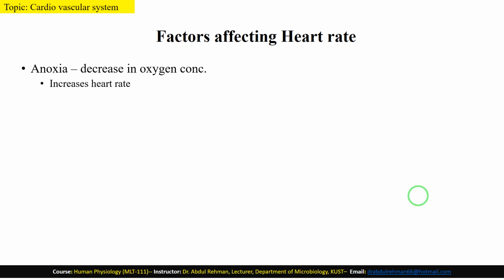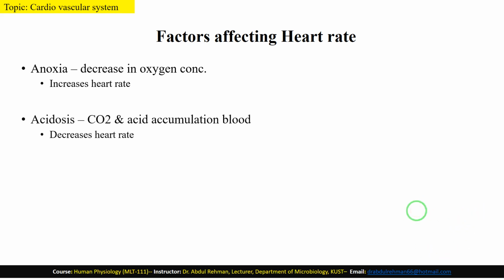The second factor that affects the heart rate is acidosis. In acidosis, carbon dioxide and acid accumulate within the blood, so there is a negative feedback mechanism. In the negative feedback mechanism, stimuli are generated that decrease the heart rate. As a result, in acidosis, the heart rate becomes decreased.